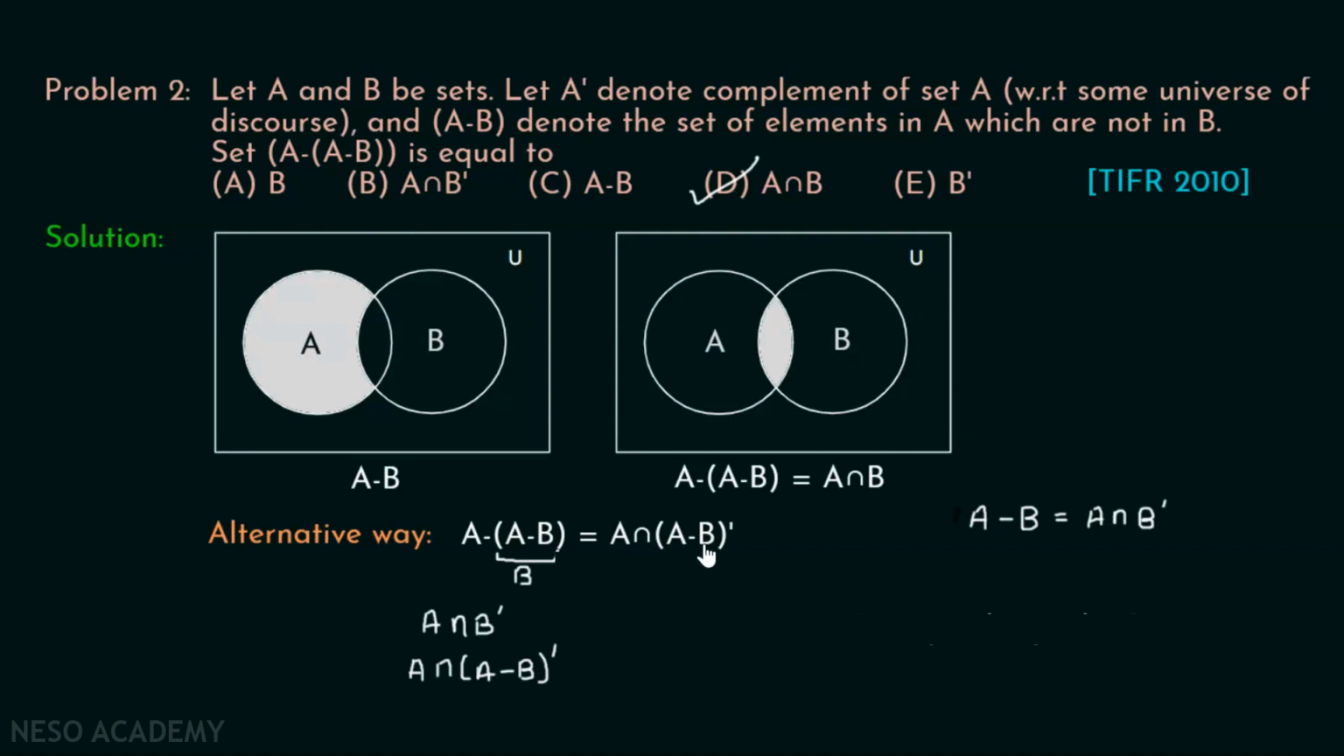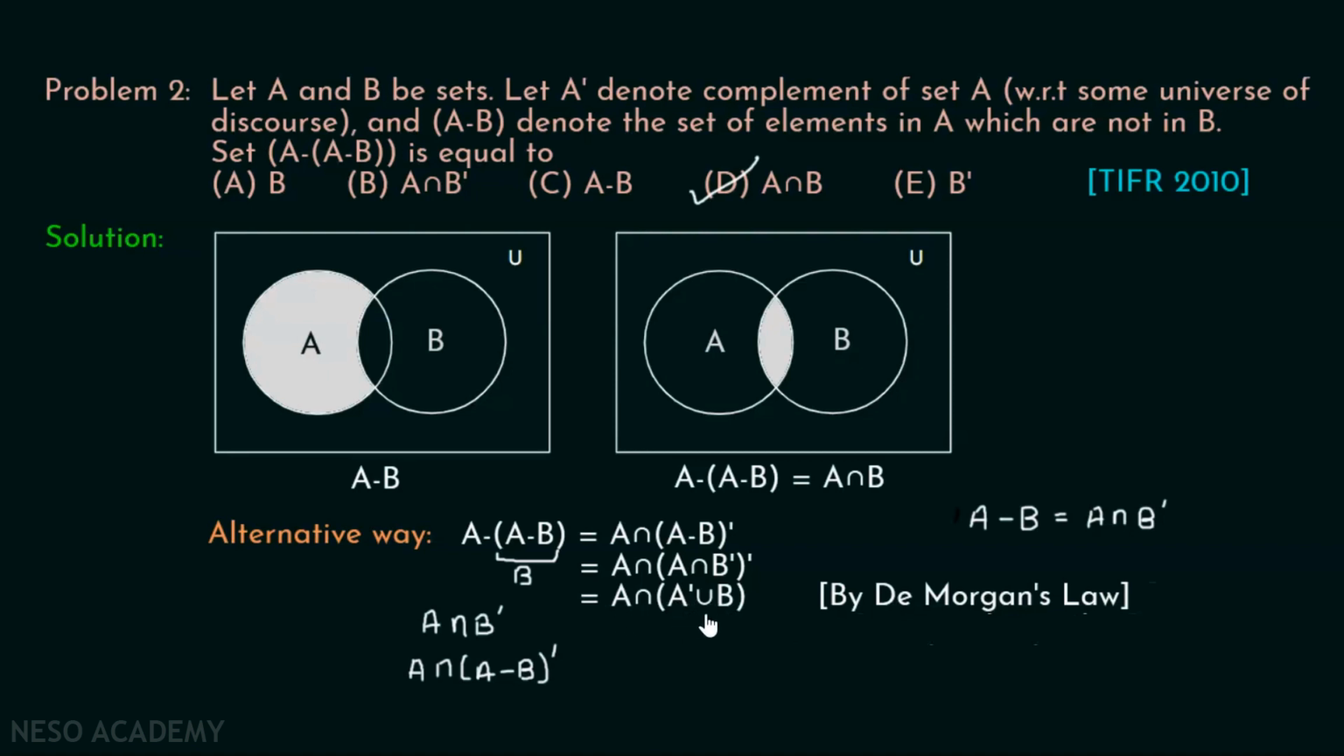So this is A intersection A minus B complement, right? And we know this is also A minus B, so we can replace this by A intersection B complement. Now what we are left with is this expression A intersection B complement. We can apply De Morgan's law here. This becomes A complement union B. This is by De Morgan's law. And you can see this is the expression that is A intersection A complement union B.